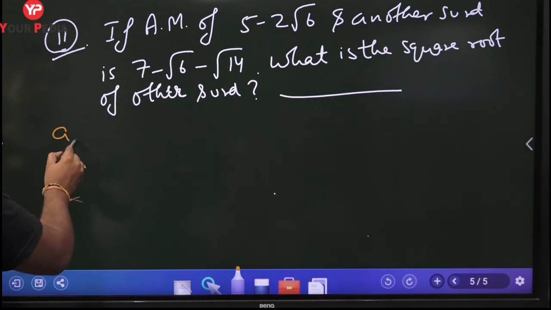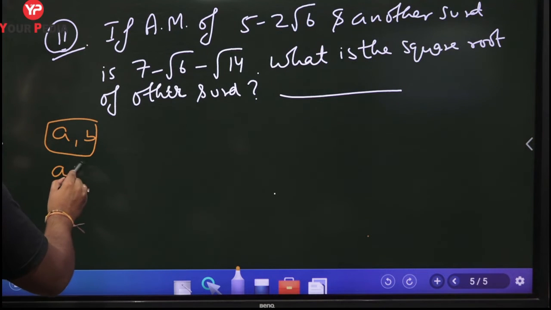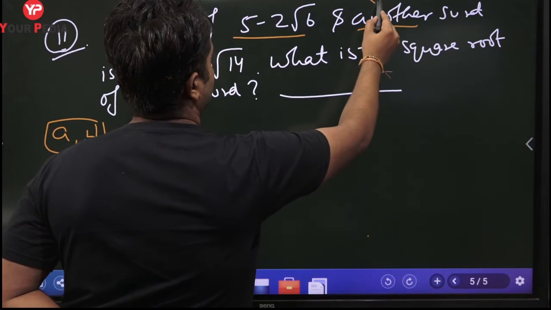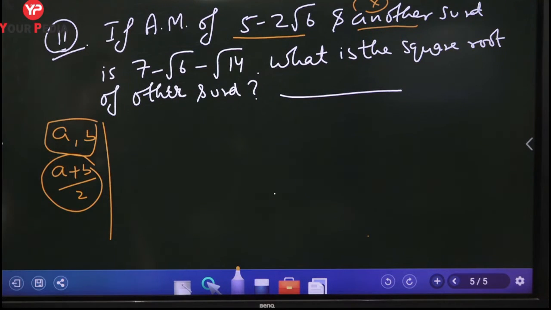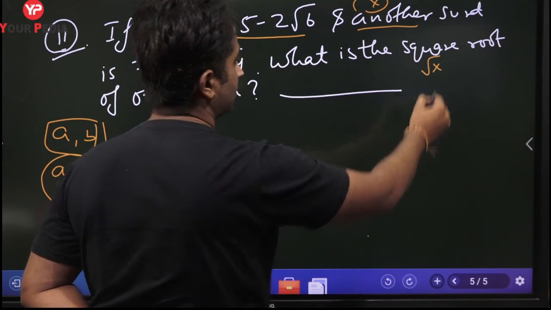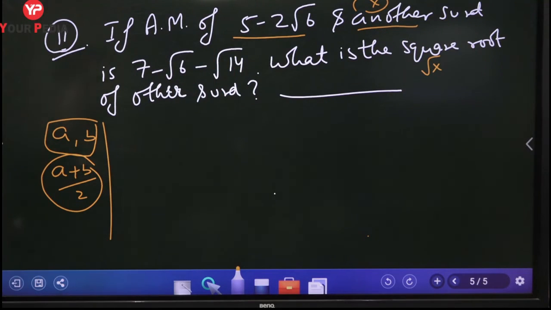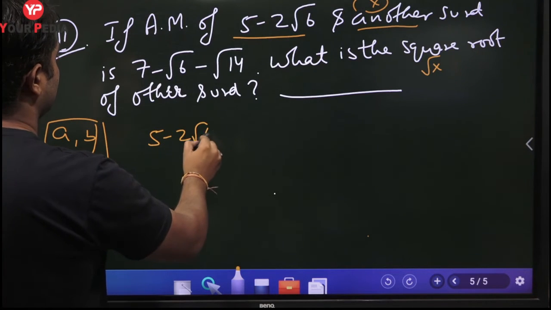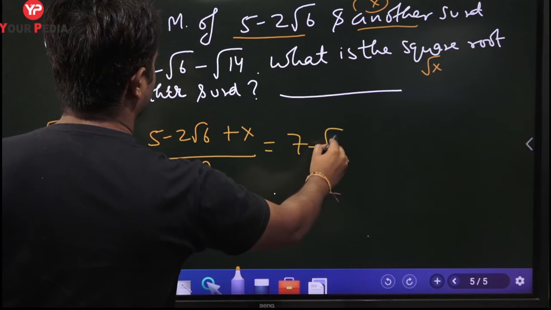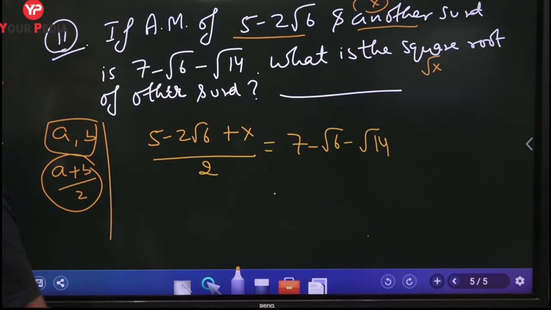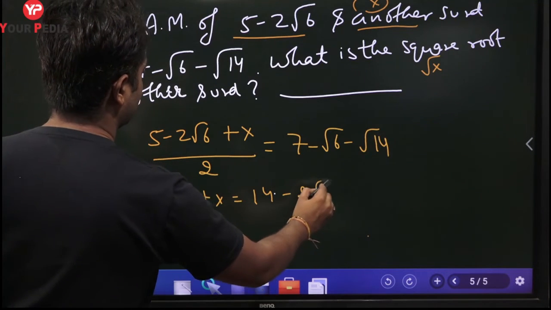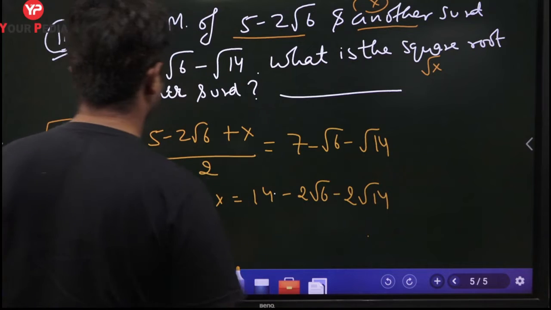Arithmetic mean of, let's say, A and B, two numbers, would be (A plus B) by 2. So this is one surd and the other surd, let us say X, then what is the square root of the other surd? You need to find out under root X. Just do the calculation. (5 minus 2 root 6 plus X) divided by 2 is equal to the arithmetic mean, 7 minus root 6 minus root 14. So 5 minus 2 root 6 plus X is equal to 14 minus 2 root 6 minus 2 root 14.